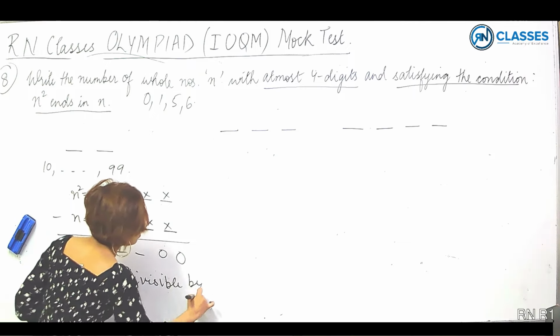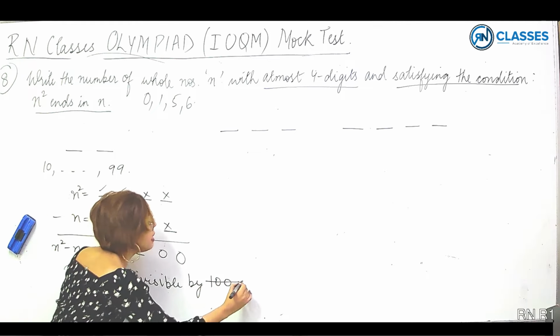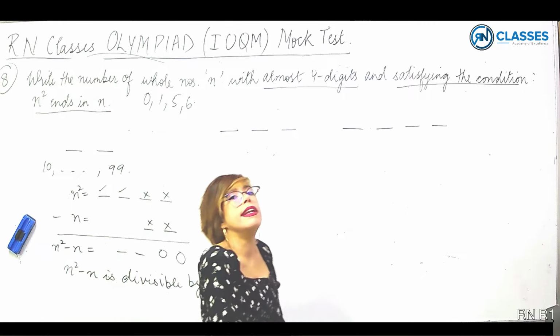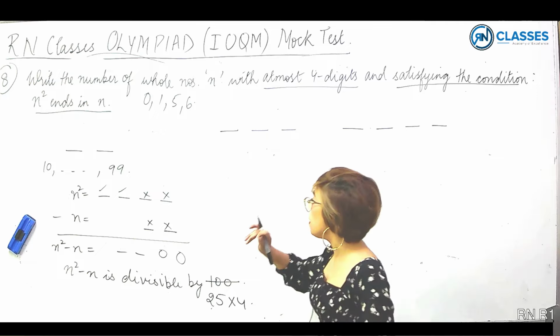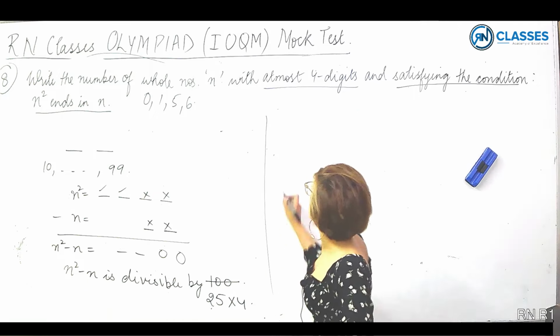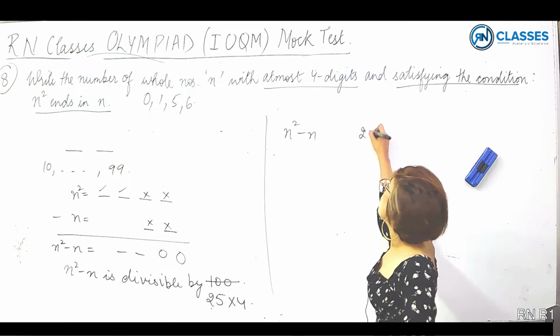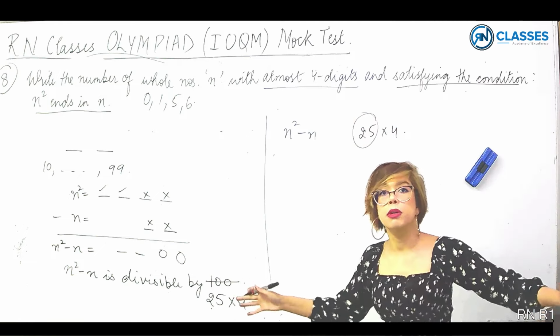Divisible by 100. Now, if a number is divisible by 100, that means it has to be divisible by 25 into 4. Divisibility test of 100 ही आता है, but obviously prime factorization कर लूँगी, right? I have to make sure that n square minus n is divisible by 25 into 4. अब सबसे पहले 25 को देखना, right? That's a big number जो मुझे देखना पड़ेगा.